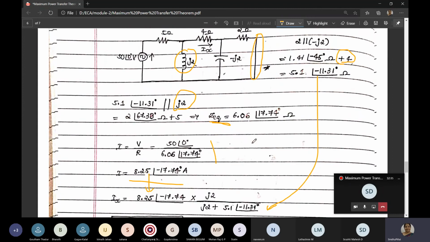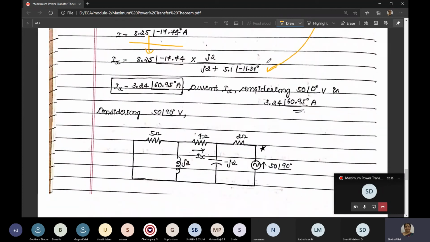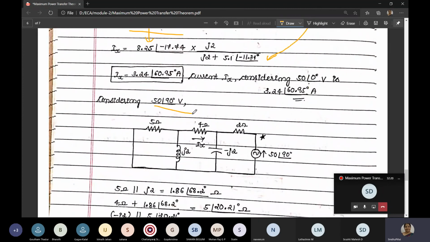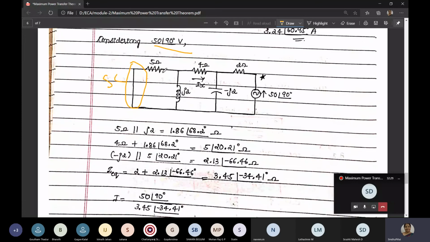So one source we have considered. Now next we have to consider one more source, that is 50 at an angle 90. So what will happen for the other source? It is short circuited here. Again the same thing you can follow. 5 ohm and J2 are in parallel. That is in series with 4 ohm. That is in parallel with minus J2. That is in series with 2 ohm. So again you will get equivalent resistance. Find the main current. Then find the branch current. Those steps are shown here.